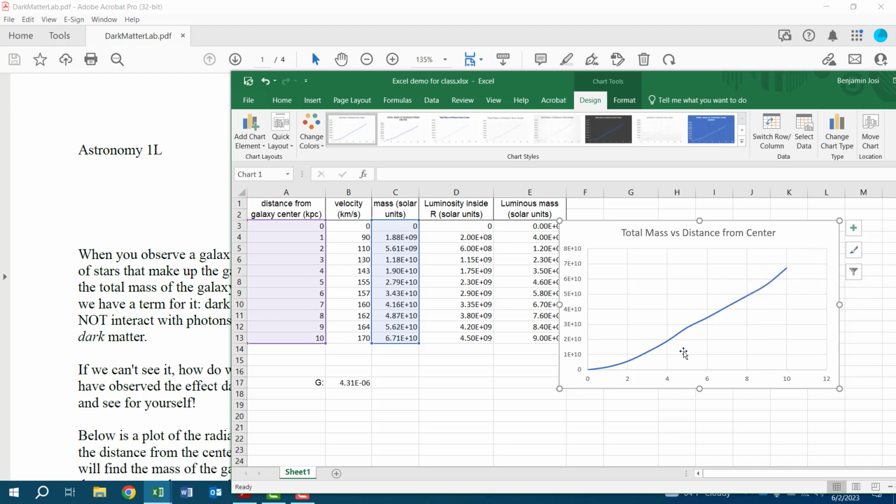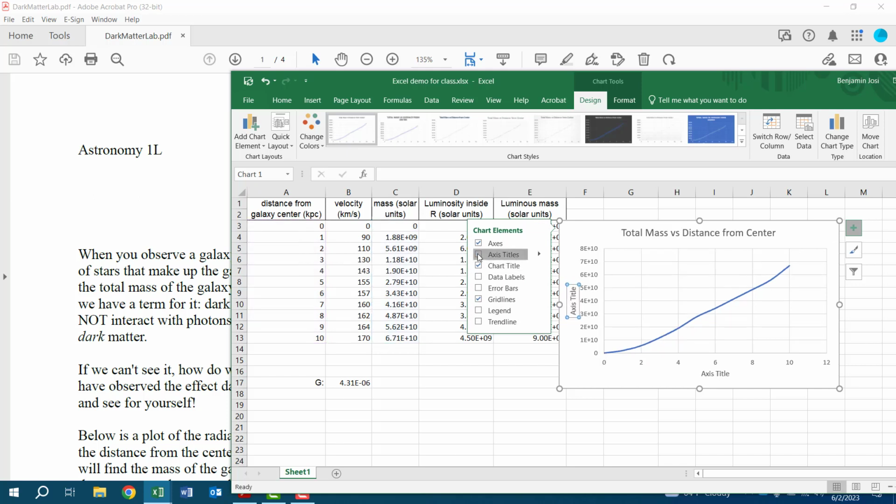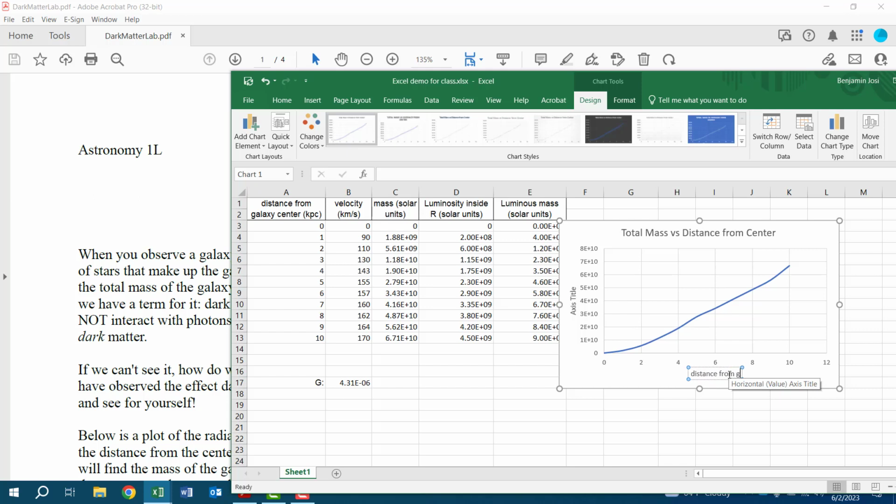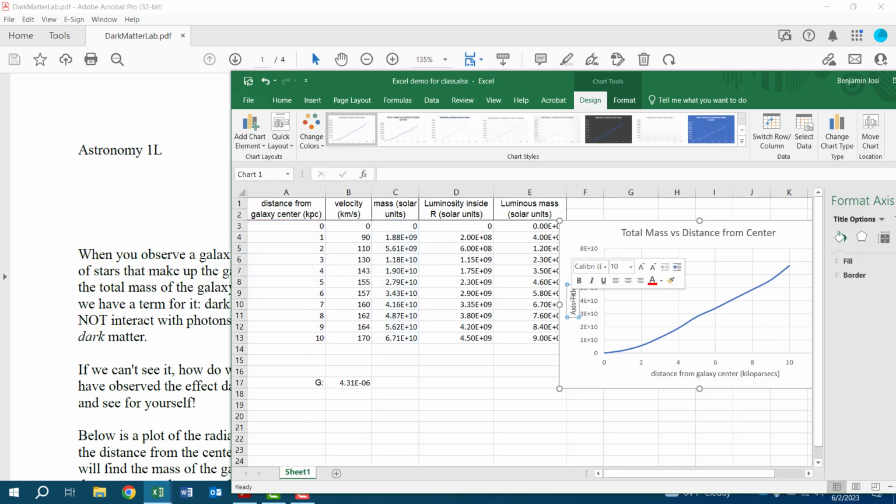Now, in a minute, we're going to add units here. In fact, I'll just do that now. If I go to the plus sign, I can add some axis titles. Now I have the opportunity to click here, delete those words, and label the quantity that we're talking about, and include the units. So this is distance from galaxy center. I could use KPC as the abbreviation, but I will type kiloparsecs. And then for my vertical axis, we're talking, of course, about total mass.